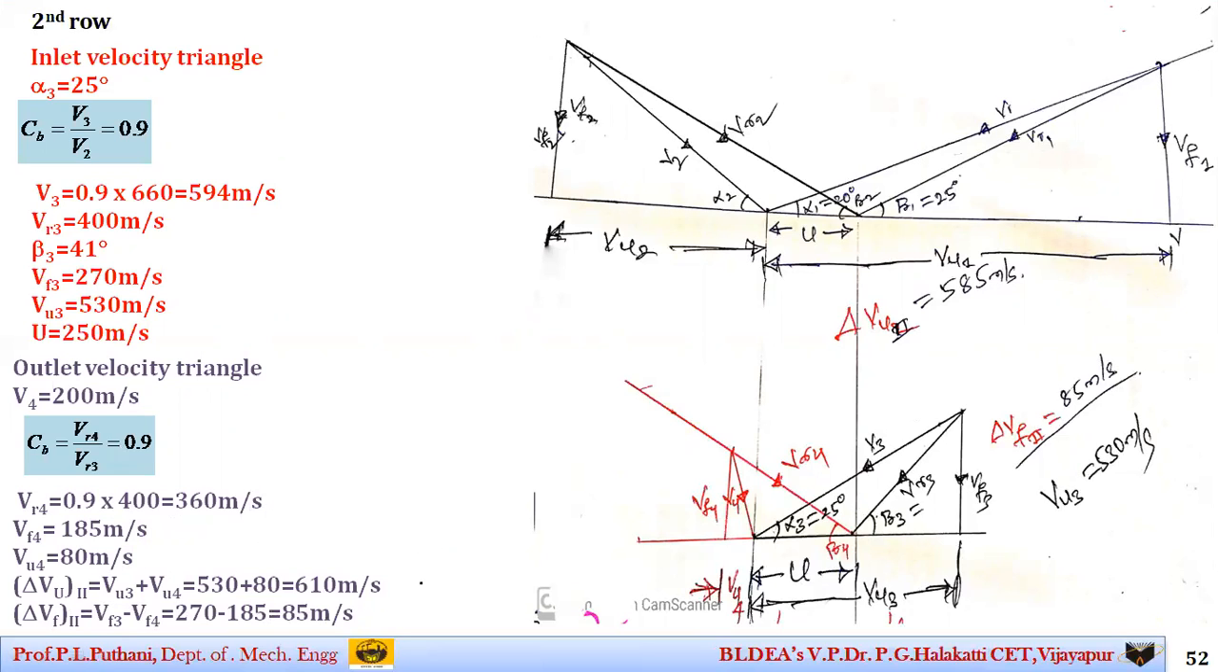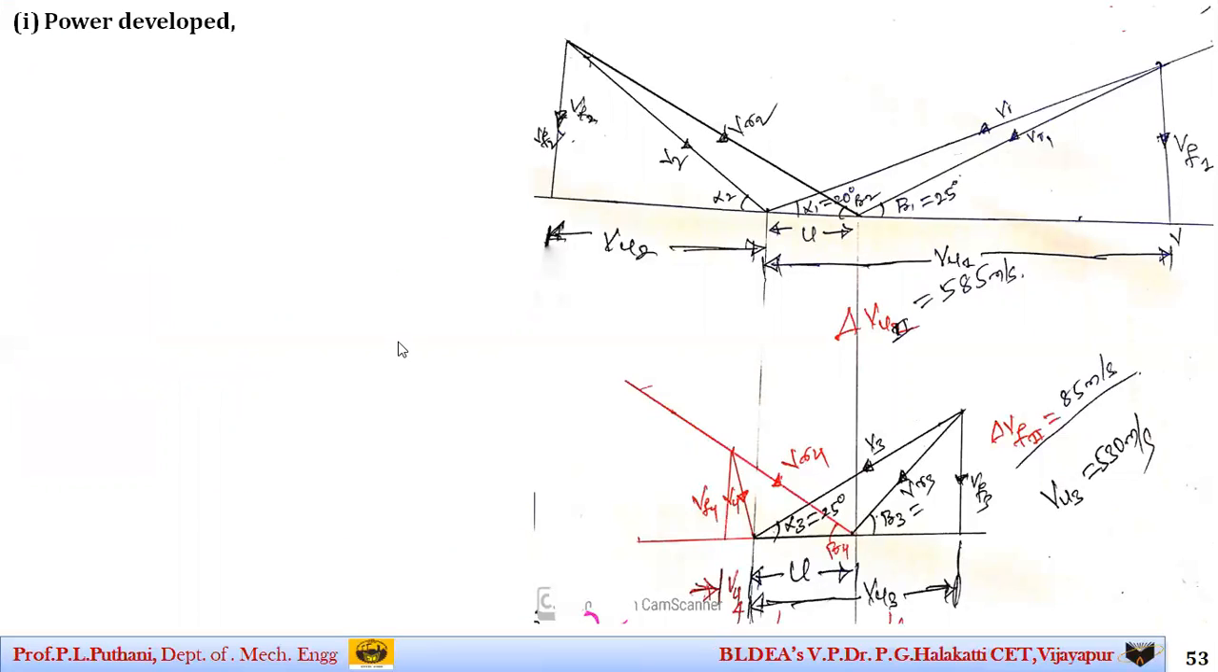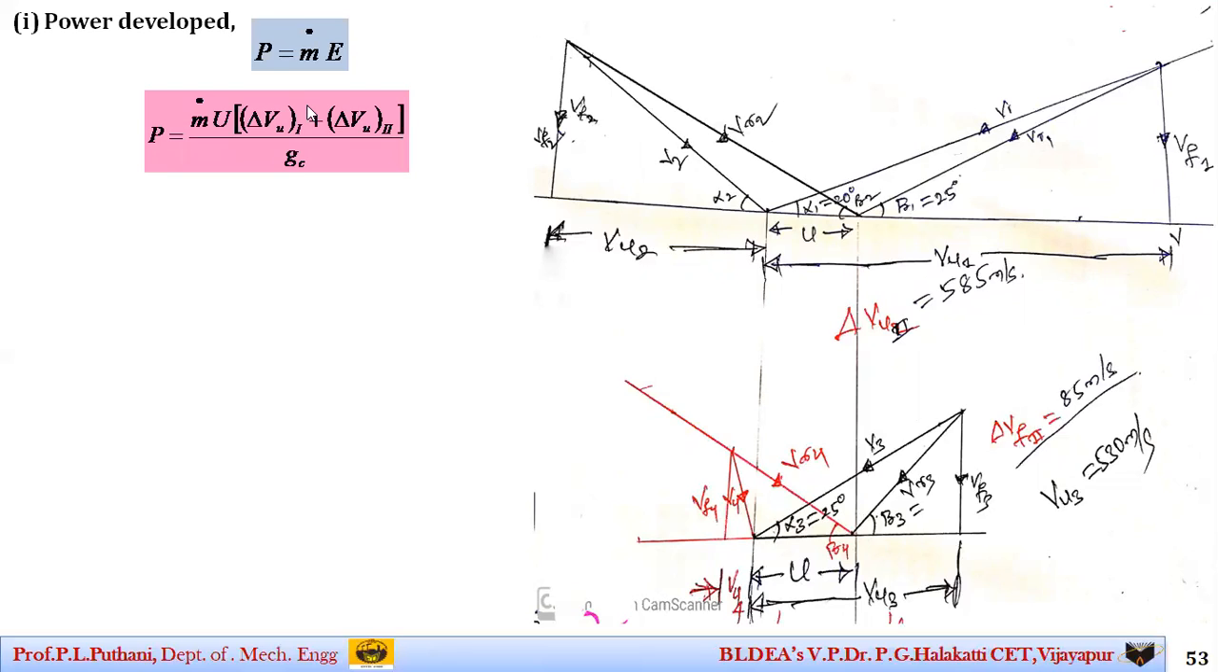Once we have found all those things, you need to substitute those values in the equation. That is, power developed P is equal to M dot E. Here E is our Euler's equation. We have to write it with respect to both stages, that is the summation of both. So I write it as M dot U into delta VU for the first stage plus delta VU for the second stage. And I get the answer as 793.446 kilowatt.